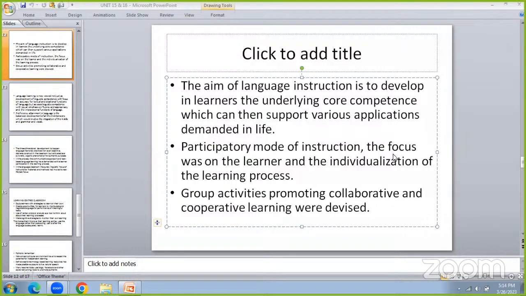What is the appropriate word here? Encourage them. Mostly we have to push them to a participatory mode of instruction. Participate in different activities, like debates, involving themselves in a debate, and then giving a speech maybe. That's how we can help the students to participate and then learn. So group activities promoting collaborative and cooperative learning were devised. These things can be adapted in a classroom.